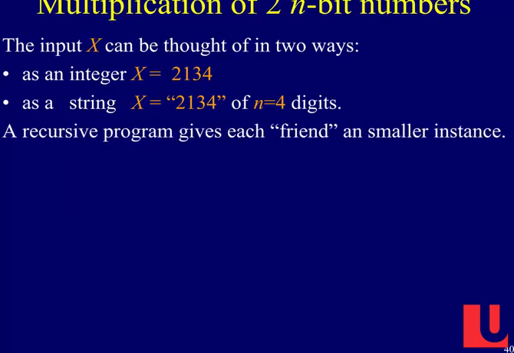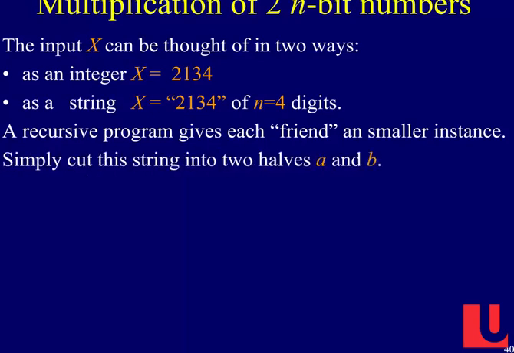All right, so now we have a recursive program that is going to give each friend a smaller instance. And remember I said if the input's a value, you never want to subtract 1, but you want to divide the value by 2. But here we're going to do something even more extreme. Instead, we're looking at the digits. Now, with digits, it's okay to subtract off 1 digit. But we're going to be even more bold. We're going to divide the number of digits in half.